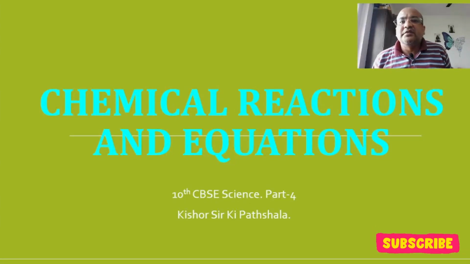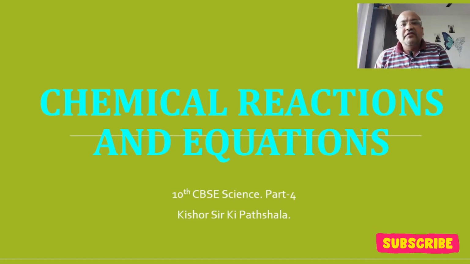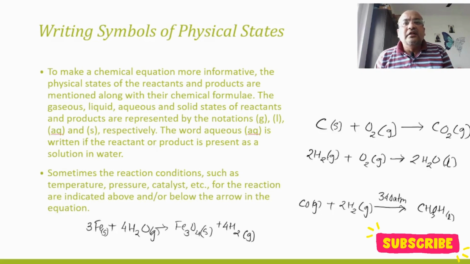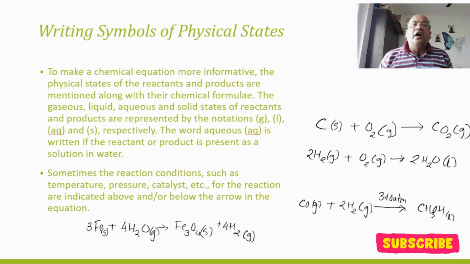We are doing chapter Chemical Reactions and Equations, Class 10 CBSE. Last time we have seen how to balance a given chemical equation. Now today we are going to see different types of reactions. First we are going to see how to write the symbols of physical states.